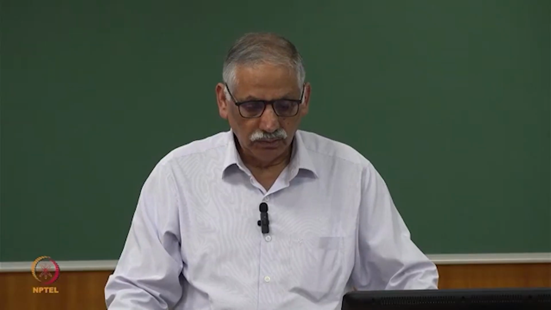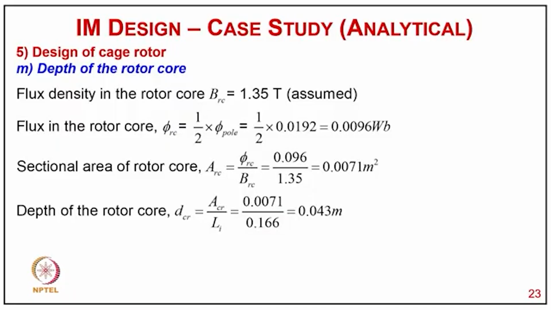Now coming to the calculation of the depth of the rotor core. The flux density in the rotor core, which we call BRC, we normally keep between 1.2 to 1.4 Tesla, so here we are selecting 1.35 Tesla. The flux in the rotor core will be phi RC equal to half of phi pole, since half goes to one side and the other half to the other side. Keeping this, the flux in the rotor core comes to 0.0096 Weber. The sectional area of the rotor core will be ARC equal to phi RC upon BRC, so it comes to typically 0.0071, and the depth of the rotor core DCR equals ARC upon Li, so it comes to 0.043 meter.